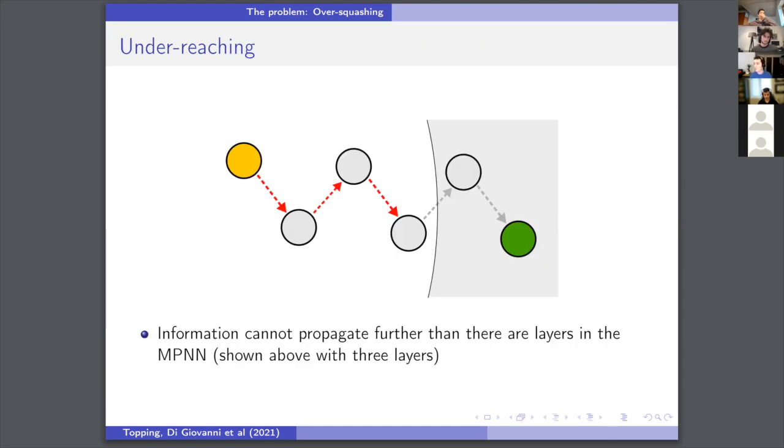Underreaching is probably the most self-explanatory one. If you have a neural network with n layers, then a node is not going to receive any information from nodes that are more than n minimum distance away from it, right? Because the information is passed only along edges, it simply does not have enough layers to reach and influence the prediction on this node.